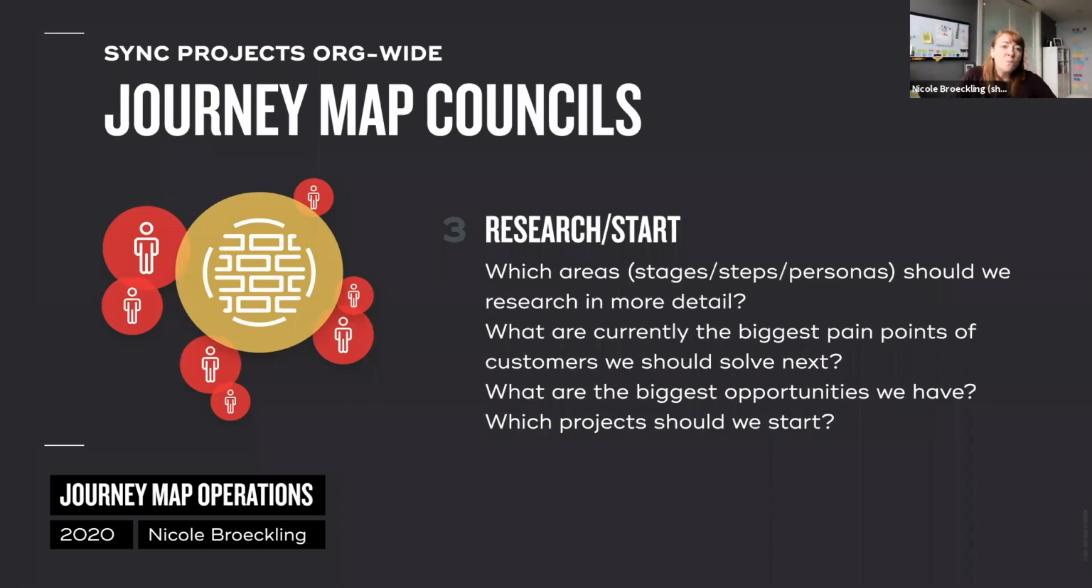Is there something we need to learn more about? Something we need to start? So it's really making all of those decisions that need to be made as a collective to keep things in the experience design world moving forward. And that includes some of that prioritization. So, you know, what are the biggest pain points of customers that we should solve next, and coming to agreement.